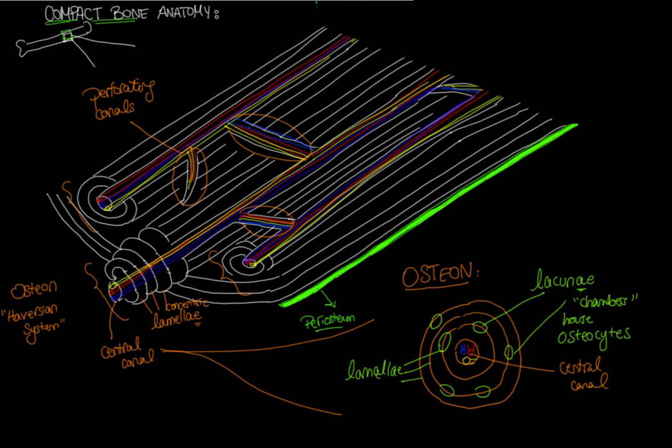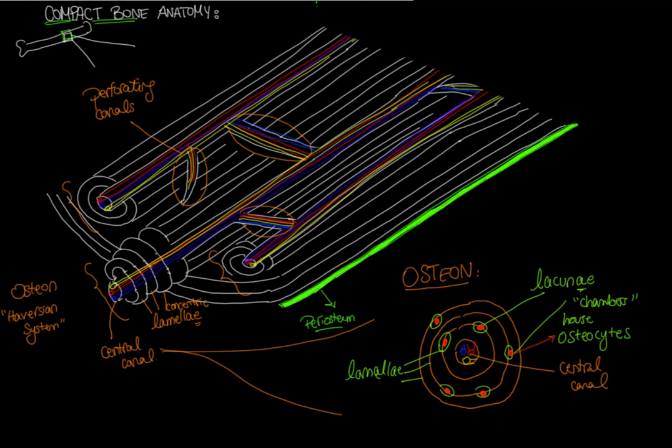So inside these lacunae, you're going to have your mature bone cells that we call osteocytes. And they are really important because they help maintain the bone matrix. They also help with repair.